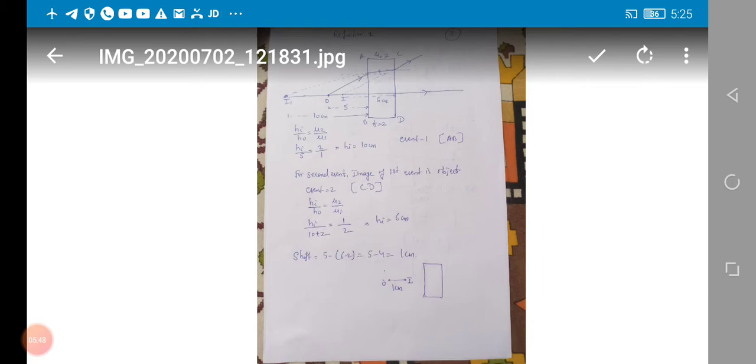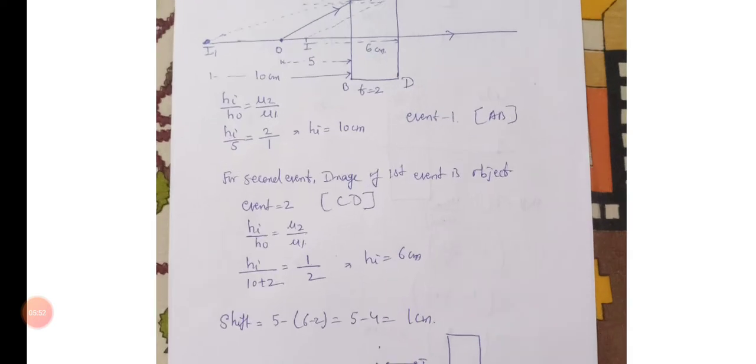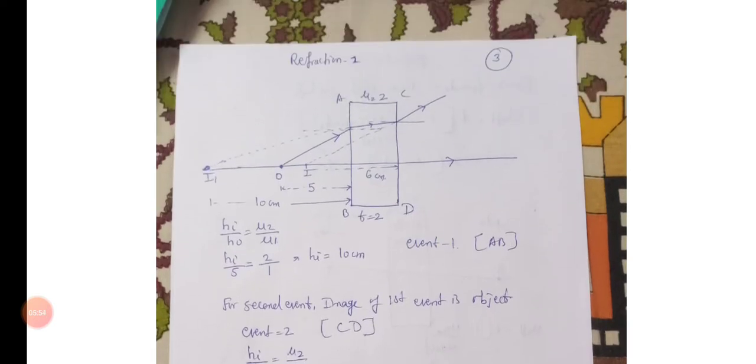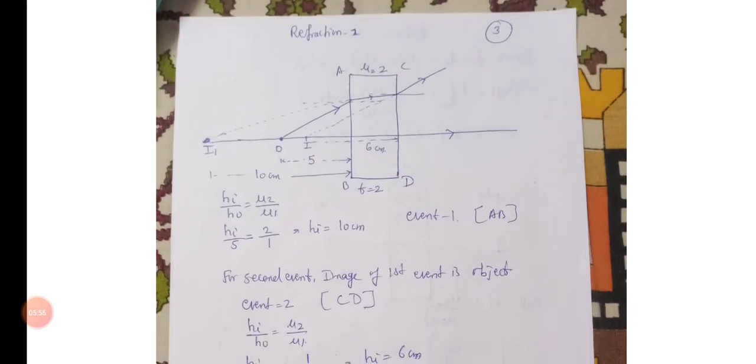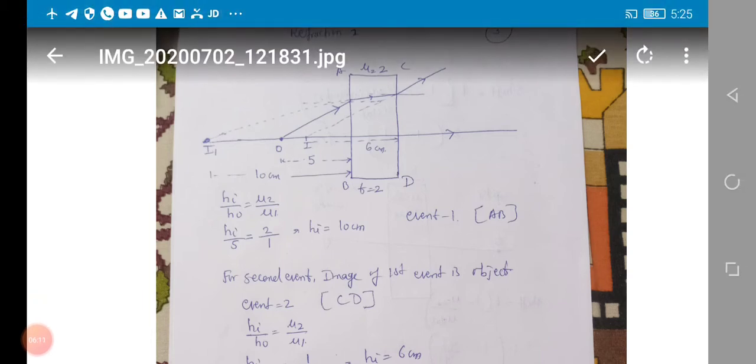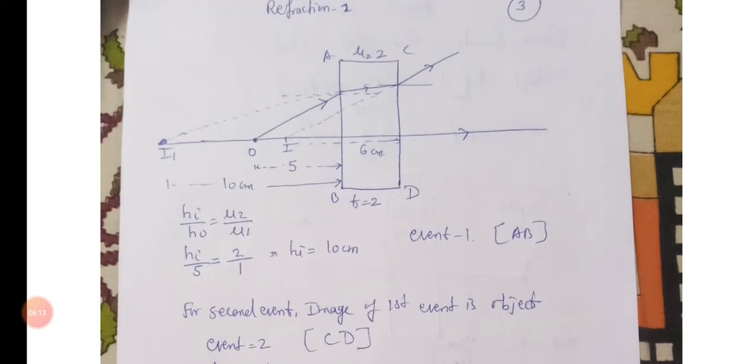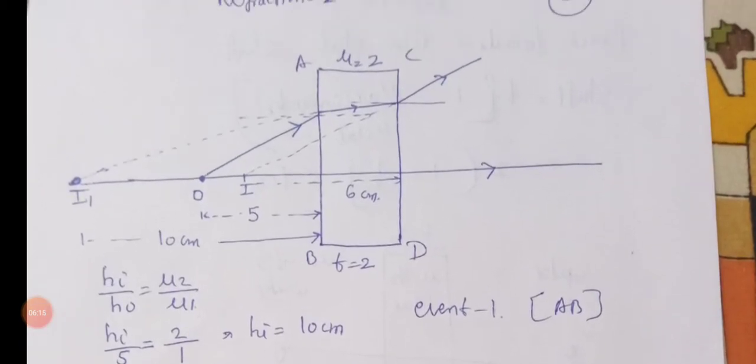Now student, I will solve one numerical related to this. These are the data I have taken, student. Mu I have taken as 2 for the glass, and the thickness of the slab I have also taken as 2. Now student, the object is at O at a distance of 5 centimeter from AB. See the figure.